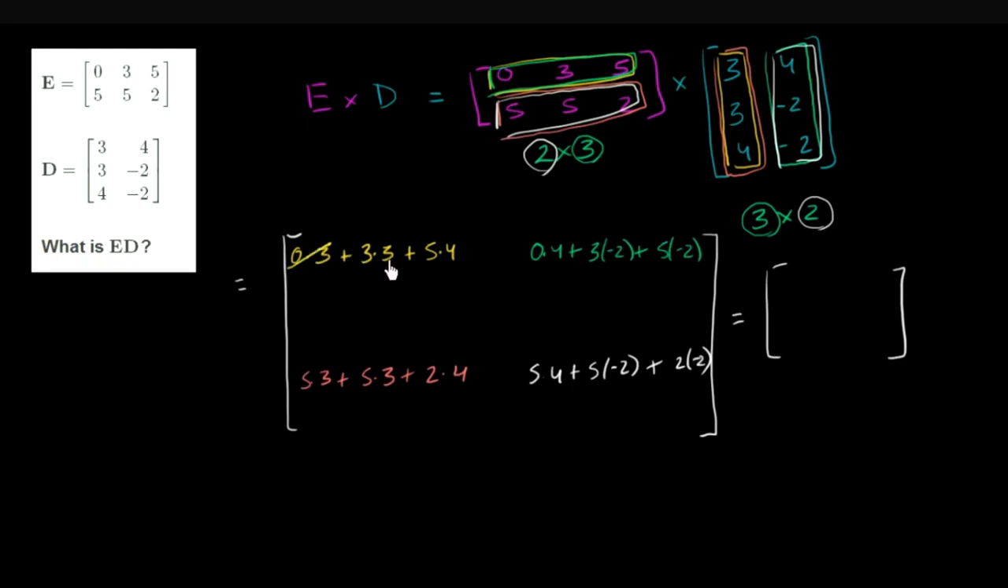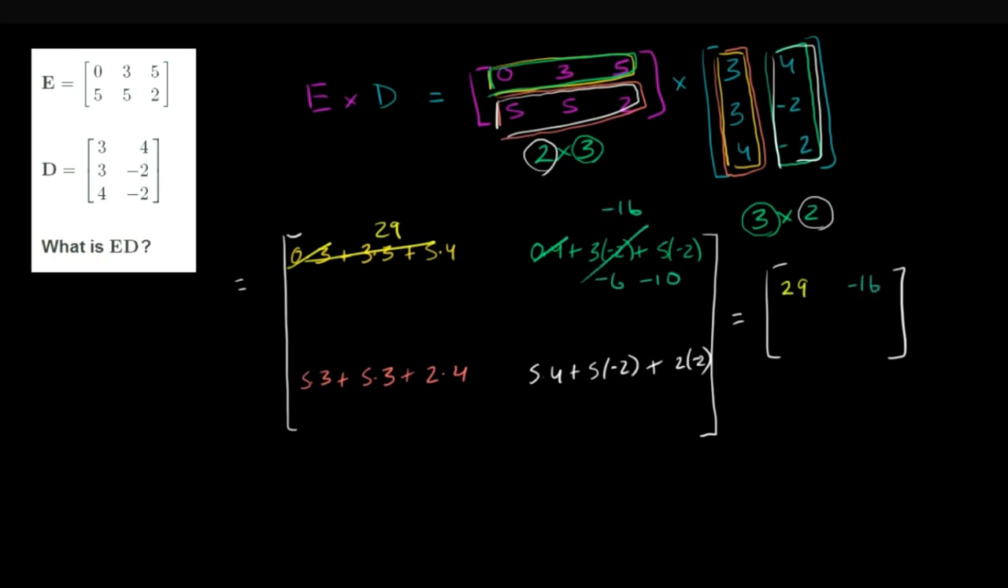This is 9 plus 20. This is 29. This all simplified to 29. All of this is 0. This is negative 6. And then this is minus 10. So this all simplifies to negative 16.